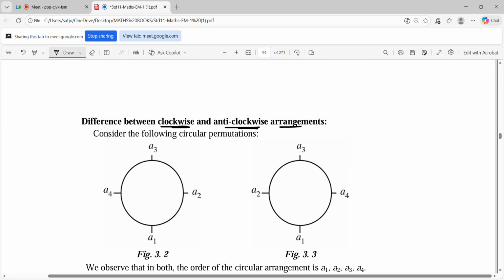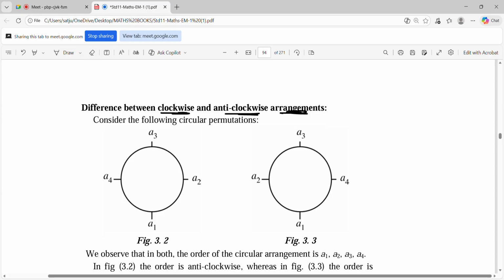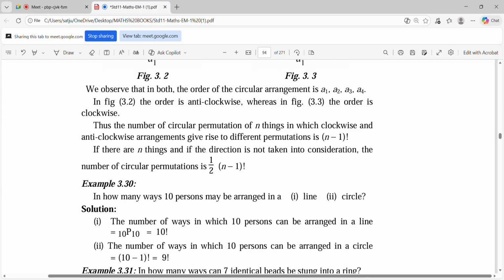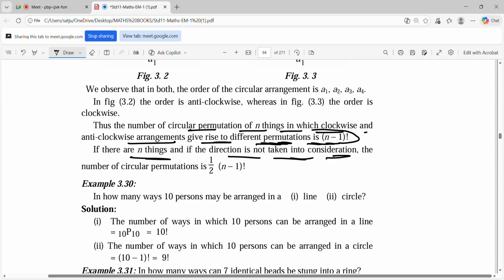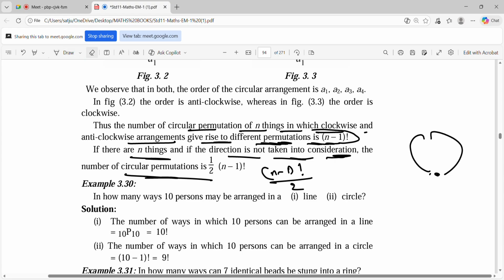Difference between the clockwise and anti-clockwise arrangement. When there is a difference, the number of circular permutations of n things in which clockwise and anti-clockwise arrangements give rise to different permutations is n minus 1 factorial. But if it does not give a difference, that is the bead concept. If there are n things and the direction is not taken into consideration, even if you see clockwise and anti-clockwise it looks the same. In that situation, the number of circular permutations is n minus 1 factorial by 2. This is very important.